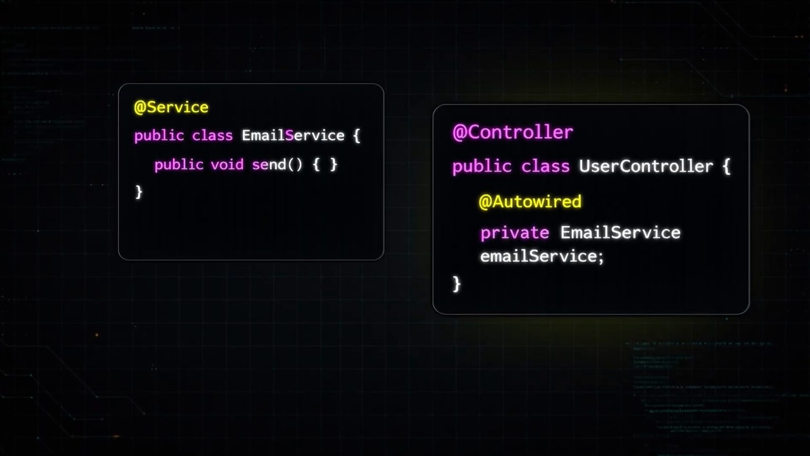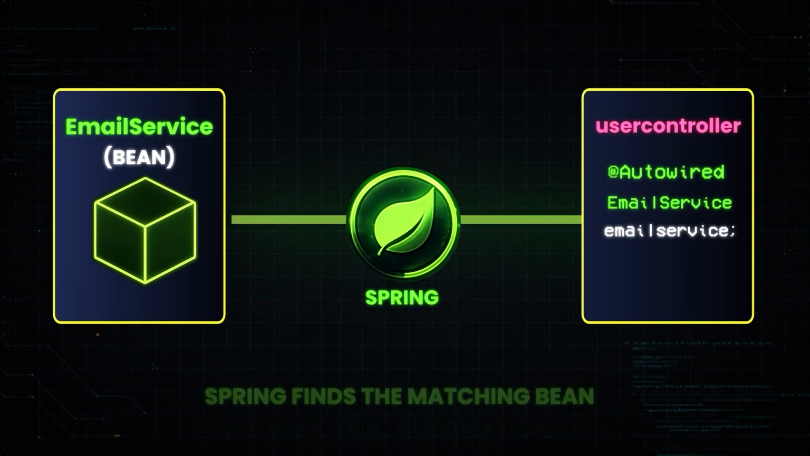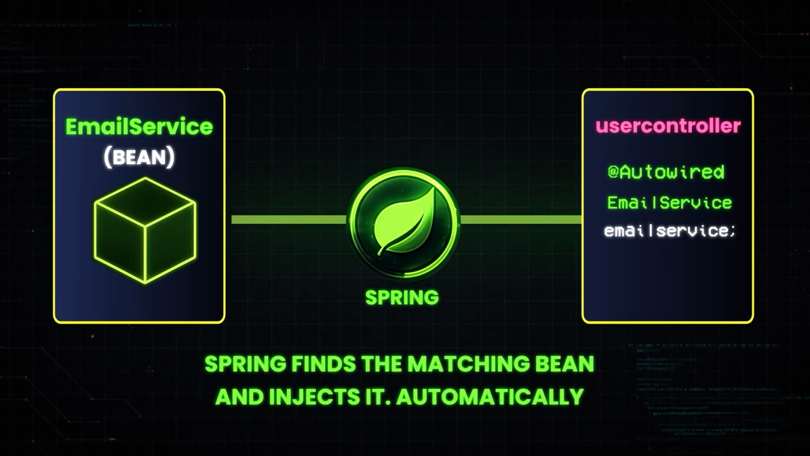@Service is for your business logic, @Repository is for your database layer, and @Controller is for handling web requests. @Autowired. This annotation tells Spring, hey, I need this dependency. You figure out how to get it. Spring then finds the matching bean and injects it automatically. You don't create objects manually in Spring. Spring does that. We just use them. That's called dependency injection, and @Autowired is one way of asking for it.